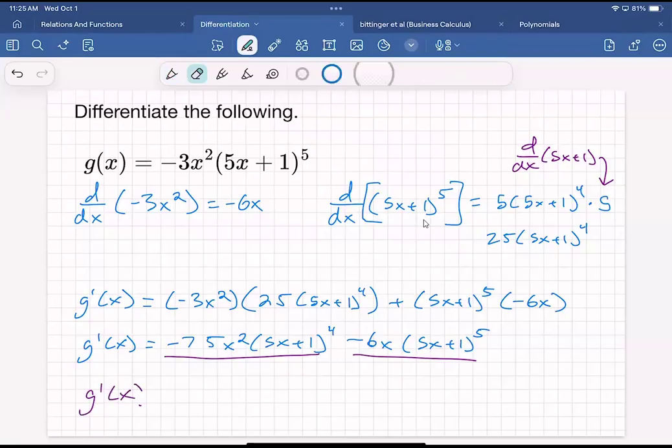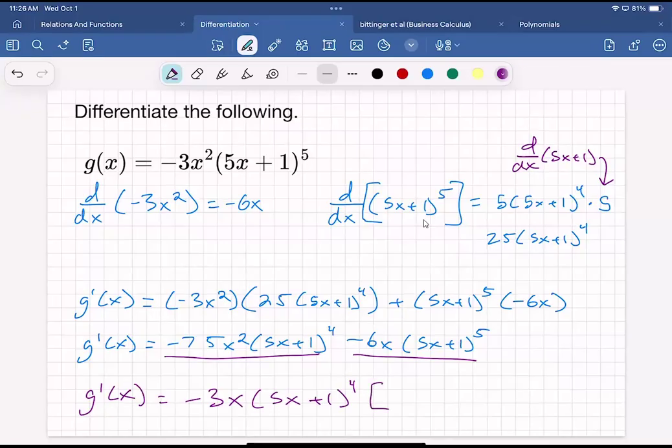We can say, hey, let's, sorry, I'm going to factor out a negative 3x times 5x plus 1 to the fourth. Only pulling out 4 though, because both terms share 4. Take the smaller of the exponents, but then you've got to multiply with what's left over. So this would be what? 25x times, not times, sorry, plus 5x plus 1. Nope. 2 times 5x plus 1. Okay.